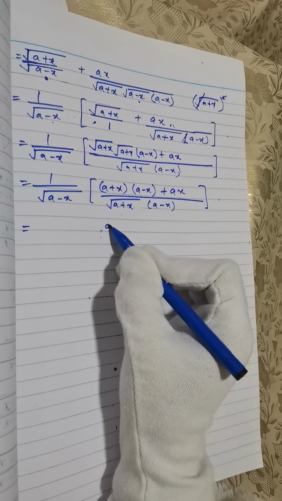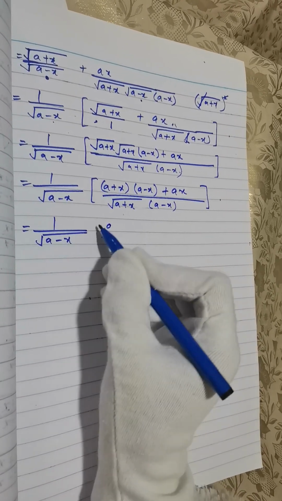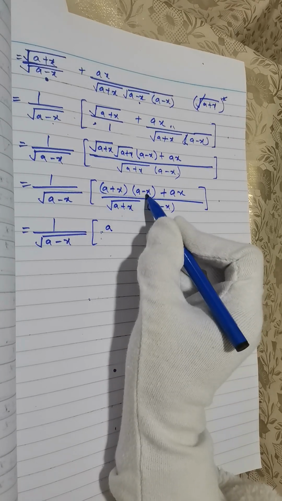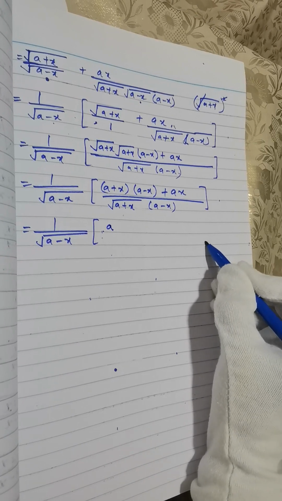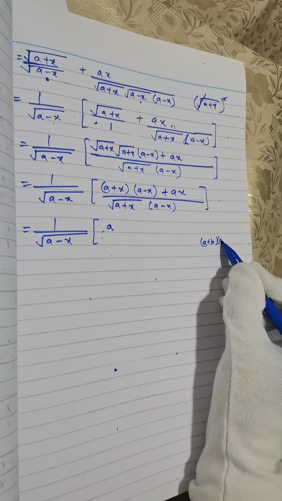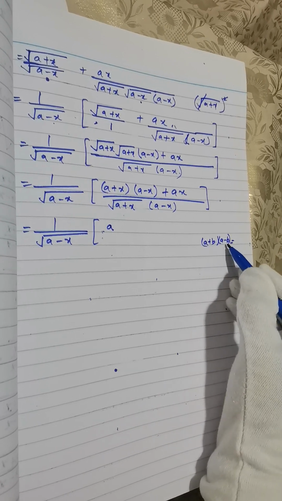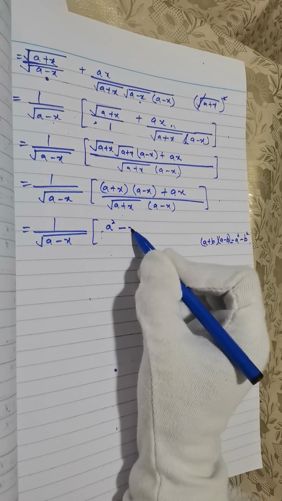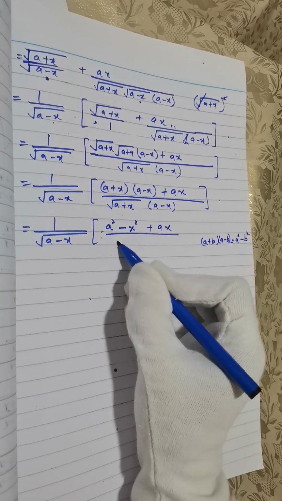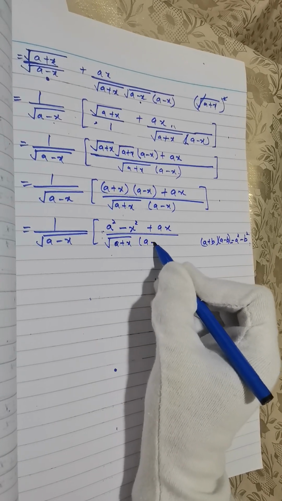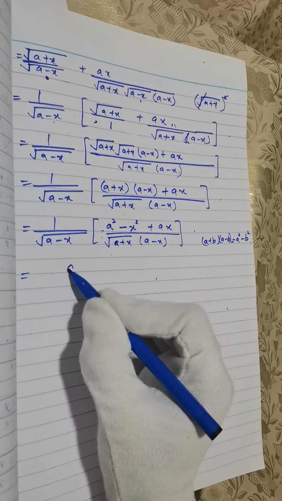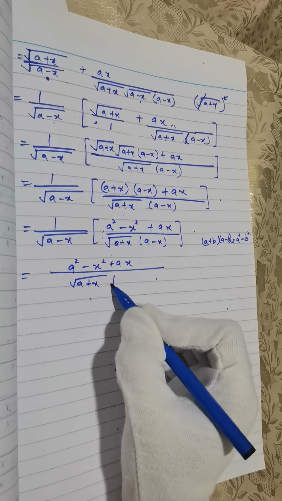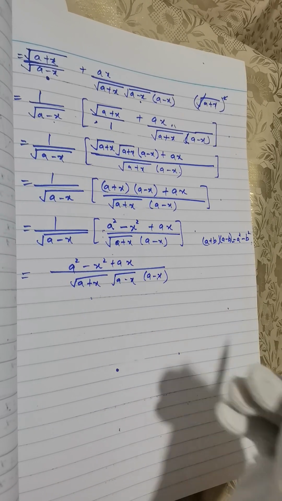Now 1 divided by under root a minus x. Both of these multiply. One time b is positive and one time b is negative. So here we apply a plus b into a minus b, which is equal to a square minus b square. B is x, so x square plus ax, under root a plus x into a minus x, which is equal to a square minus x square plus ax, whole divided by under root a plus x under root a minus x into a minus x, which is our required answer.